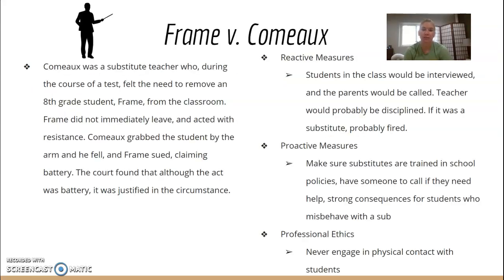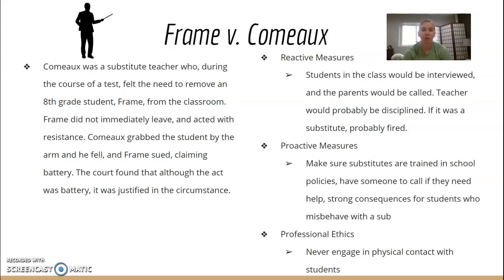So the first case is Frame versus Comeau. Comeau was a substitute teacher who, in a test, felt the need to remove a couple students for talking and being rowdy. He removed a few students, and then the student Frame was also being disruptive. He was asked twice by the teacher to leave, and he didn't. And so the third time he stood up very slowly, and the teacher grabbed his arm and tried to pull him out of the class, and then he fell back.